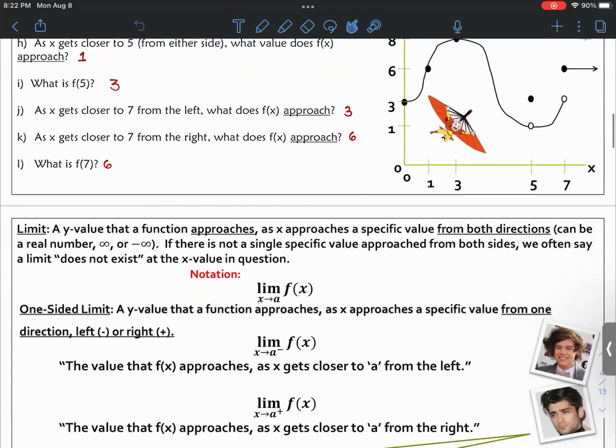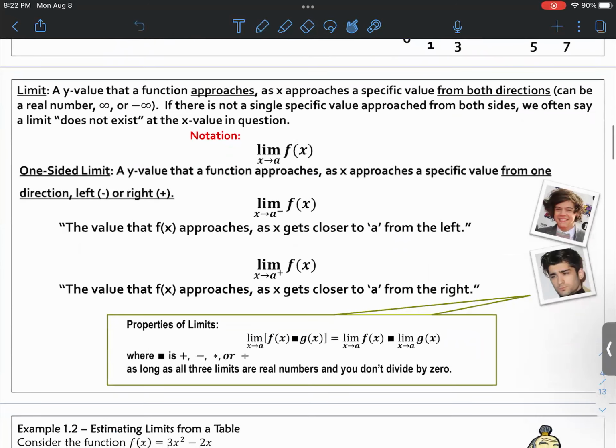So limits are more formally defined on the next page. Okay, this is what we were just looking at with our graph example. A y value that a function approaches, not necessarily the same thing as what happens when we get there, but what are we approaching as x approaches a specific value from both directions. That's an important part of the definition. A standard limit question assumes you're looking from both directions. If there is not a single value that's approached from both sides, if you're getting different answers from either side, that's when we say a limit does not exist.